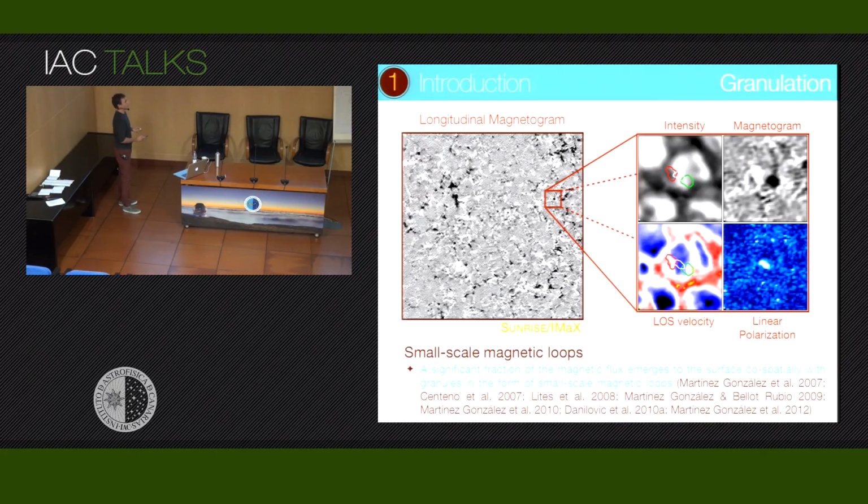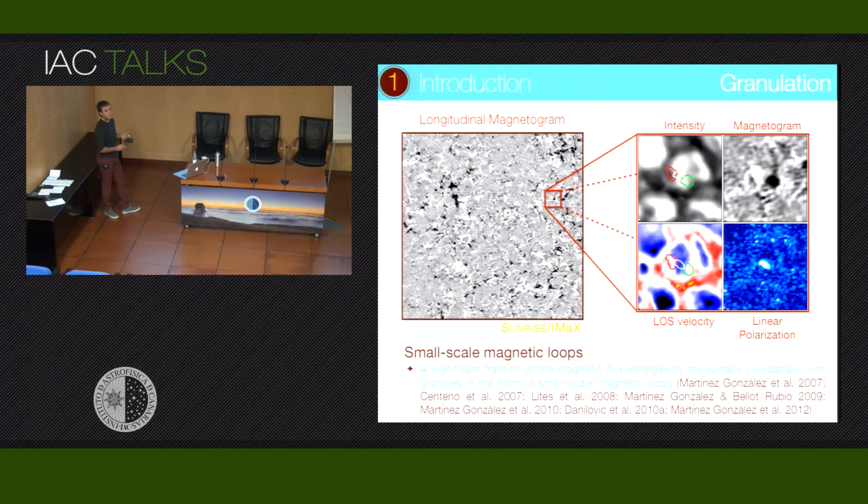The linear polarization signal gives us information of the transversal component of the magnetic field. So the fact that this signal, here shown by the white contour, is located between the two opposite polarities, here shown by red and green contours, suggests that what we have here is just a small-scale loop-like feature.